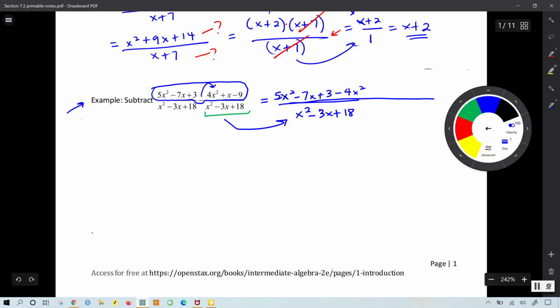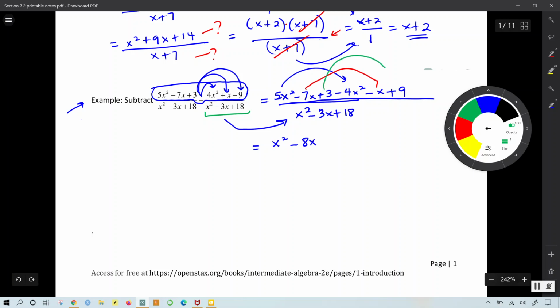Take note, the minus is distributing, so it has to distribute to each of them. So minus x and plus 9. And what would that lead to? Combining like terms, 5x squared minus 4x squared, we have 1x squared. And then we have negative 7x minus x, and we have negative 8x.